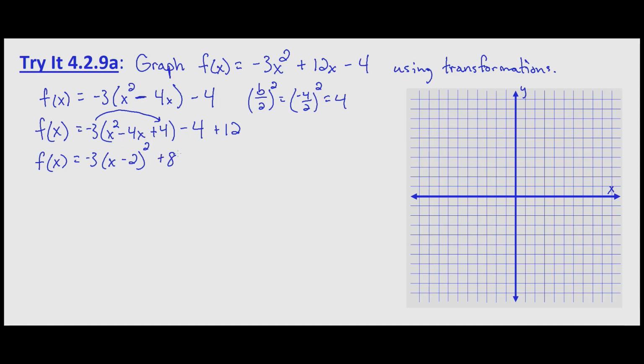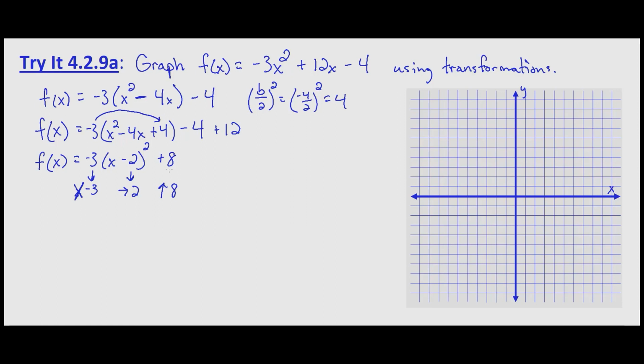So to see exactly what we're doing here, let's look at each individual part. That negative 3 means we're going to multiply each y value times negative 3. Let me make that x just a little bit bigger so I know it's a times and not a variable x. So that means we're going to multiply every y value by negative 3. The minus 2 inside the parentheses means we're going to shift 2 units to the right. And then the plus 8 means that we're going to shift 8 units up.